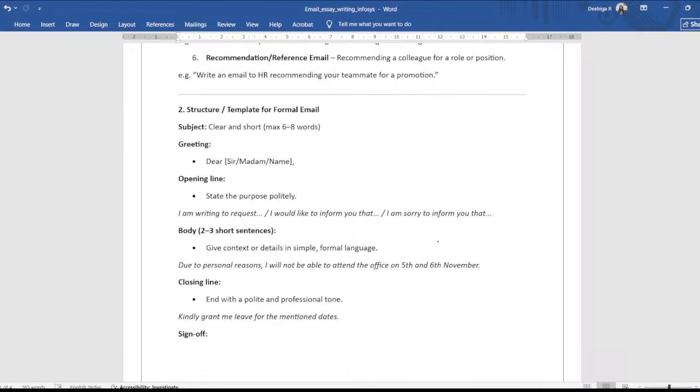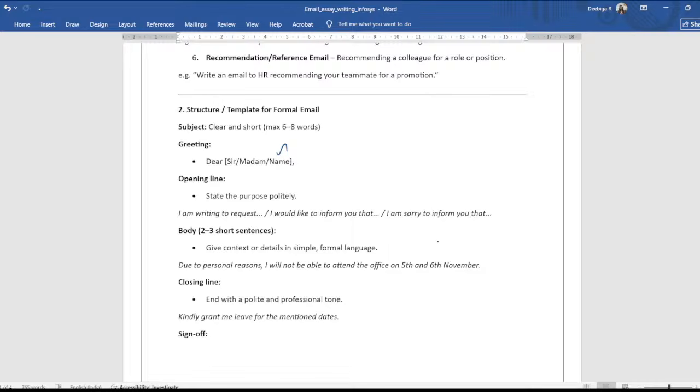The subject is just to let the recipient know what this mail is about, so that they can get an idea. Then always start with the greeting, dear sir or madam, or name. Mostly name. In corporate, the culture is not to use sir or madam. And then the opening line. Let's say you're writing a mail to request something.